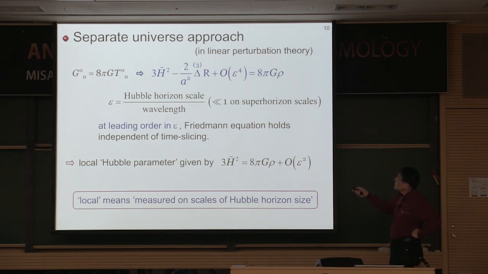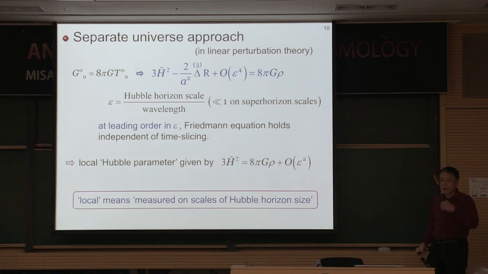But instead, if you expand in gradient expansion with epsilon being the ratio of the Hubble horizon scale to the wavelengths, which is very small on very long wavelength modes, then you have the epsilon square term, which is essentially this curvature term, and the higher order terms, which is epsilon to the fourth order, equals density.